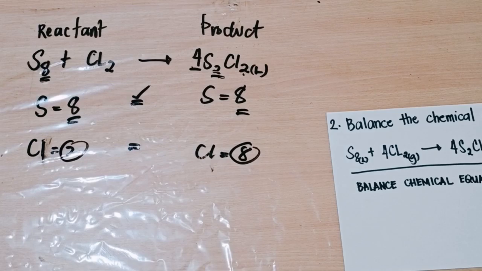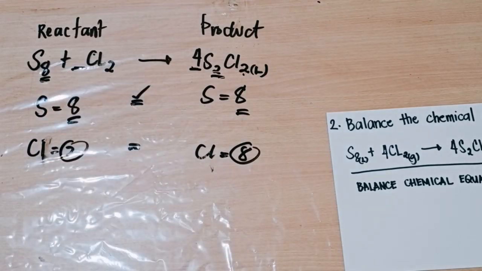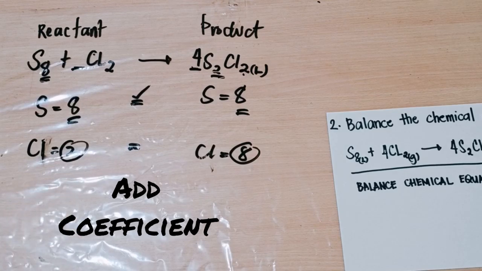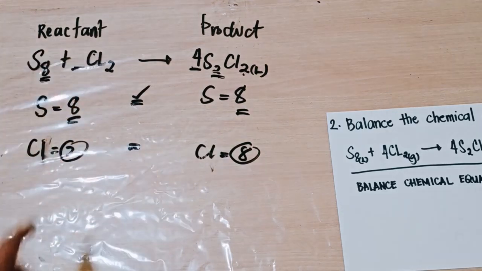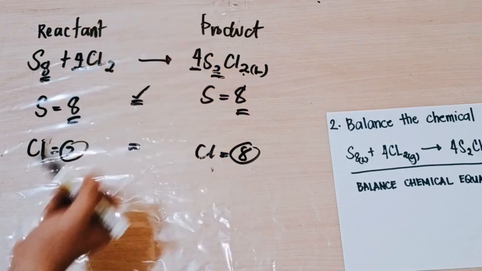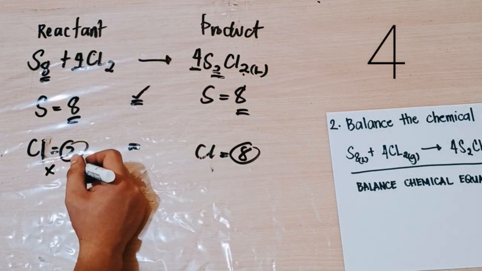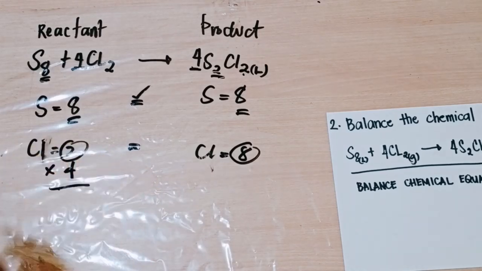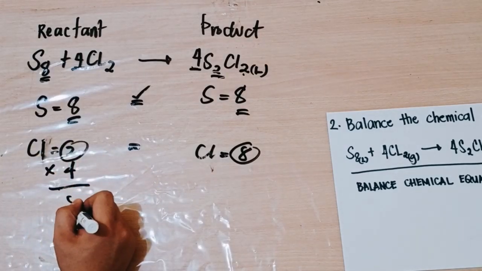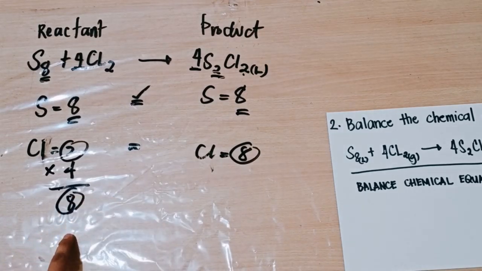So, to balance that, mag-a-add tayo ng coefficient sa unahan ng chlorine. Now, think of a number na kung saan, pag pinag-times mo sa 2, ang kakalabasan ay 8. Ano kayang number yun? We have, yes, very good, 4. We have 4. Now, itatimes mo lang kay chlorine. 2 times 4, we have 8. Sa tingin mo, balance na ba yung equation?